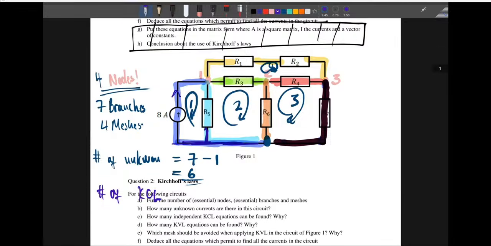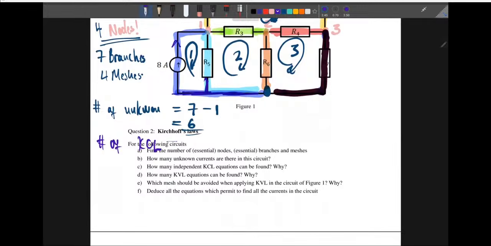So let's go and see. The number of KCL equations is going to be the number of nodes minus 1, so it's going to be 4 minus 1, which is going to be 3 KCL equations.